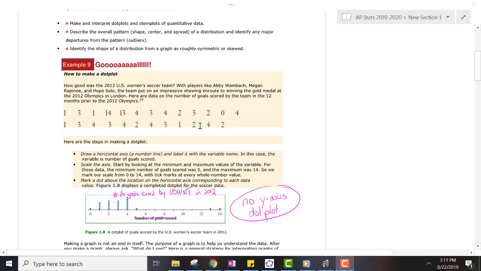Here are the steps in making a dot plot of that. Draw a horizontal axis, a number line, just like this. Label it with the variable name, number of goals scored. You can have it there, or you can have a title like this. I think I prefer the title.